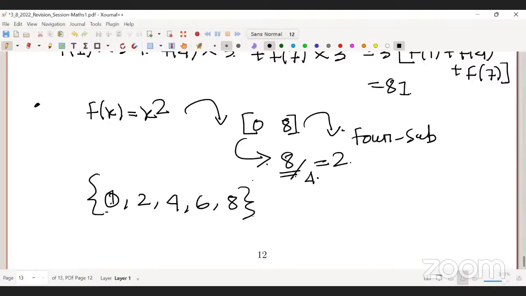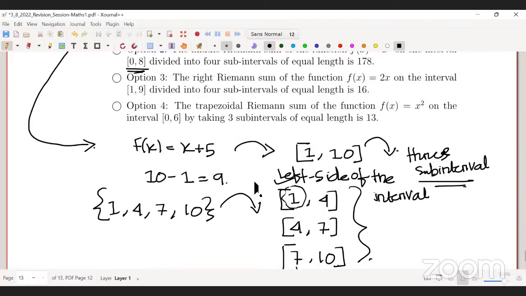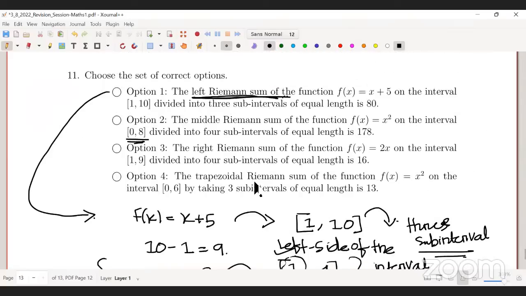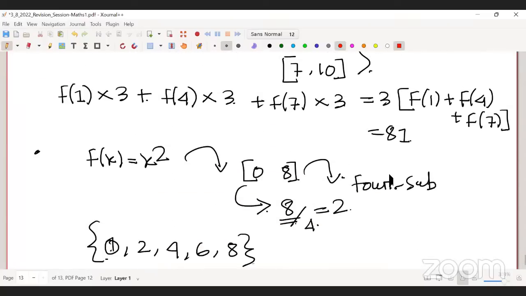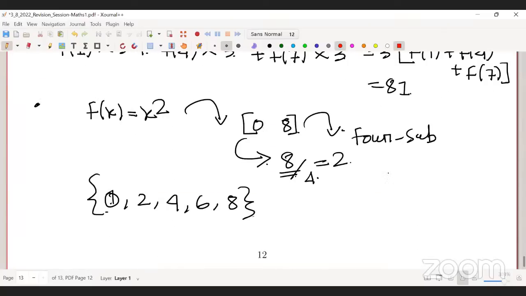Sir, can I just stop you? Yes, please. Like the 4 sub intervals, how did you take them? Is that given in the question? It's given in the question, as you can see. 4 sub intervals of equal length, that is also important. Why have we divided the length of the interval by 4? Because it is given that the lengths of all the 4 sub intervals are the same.